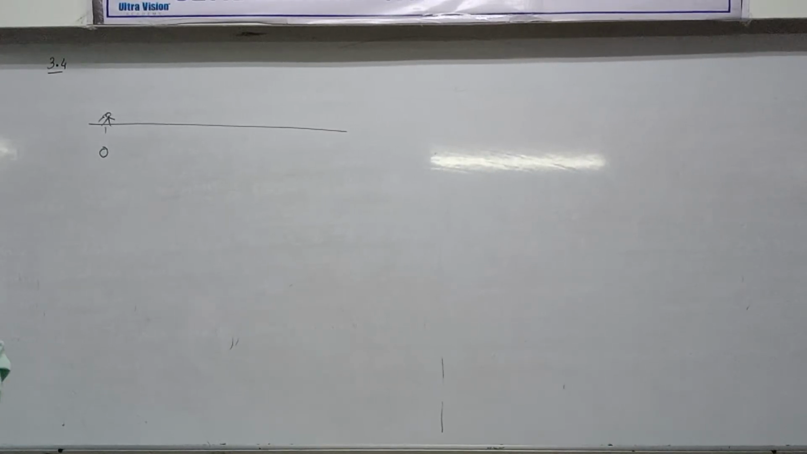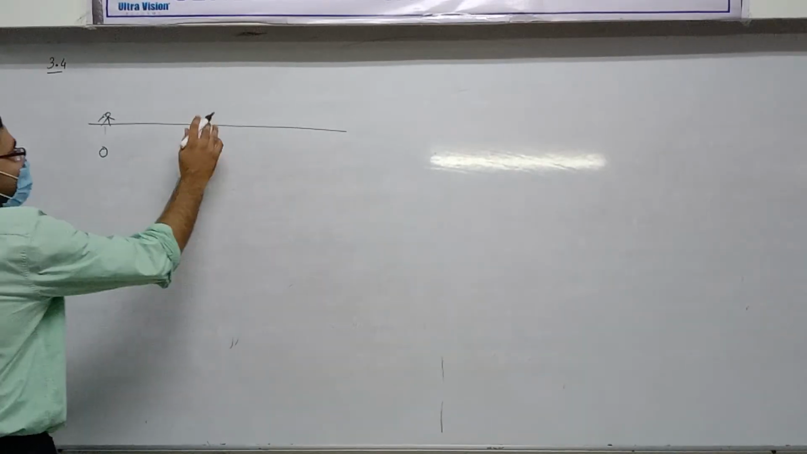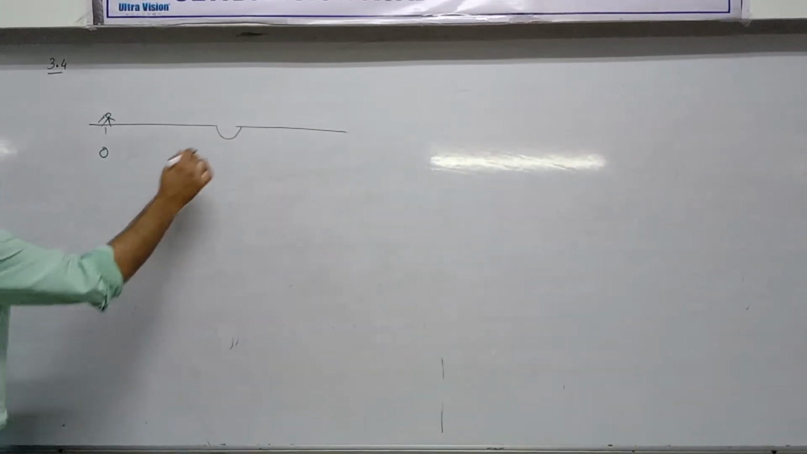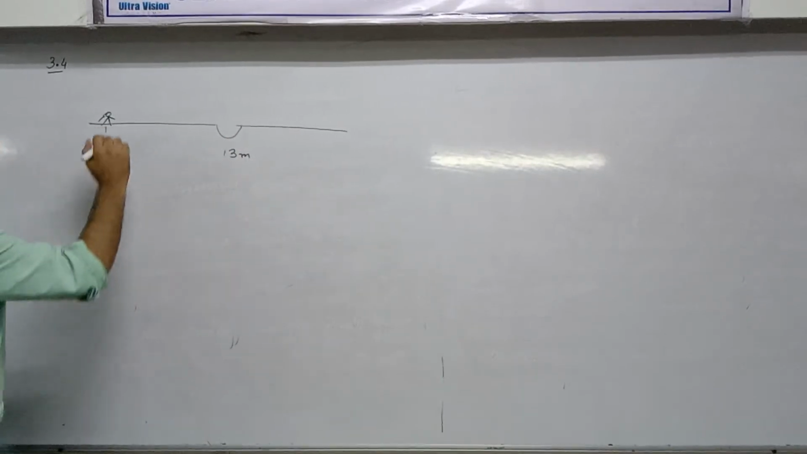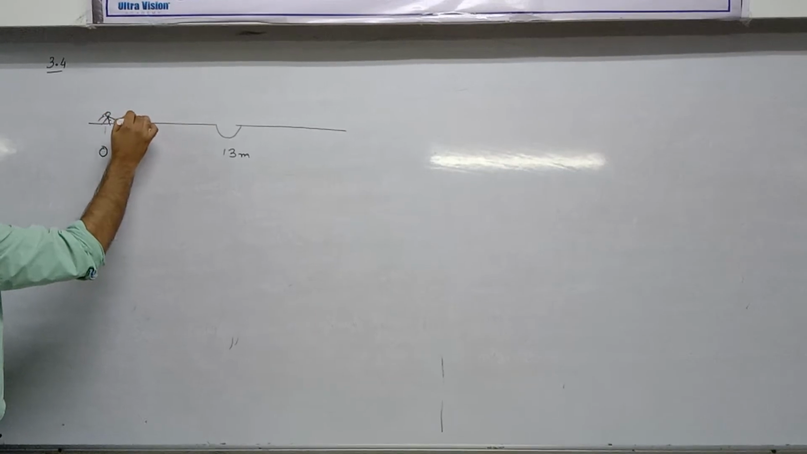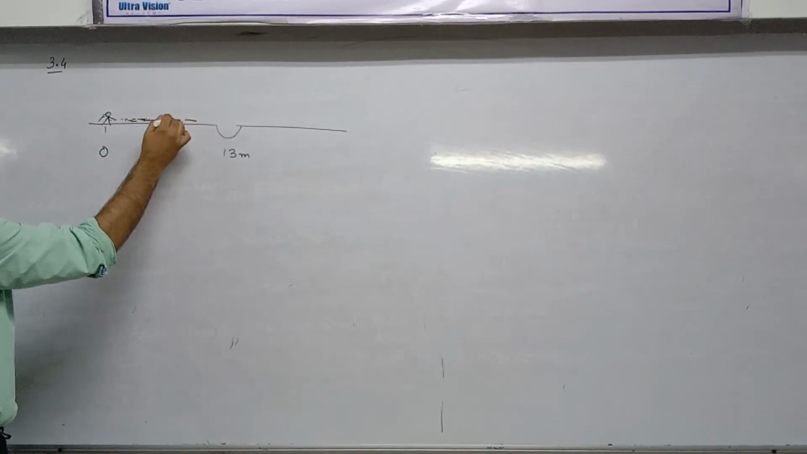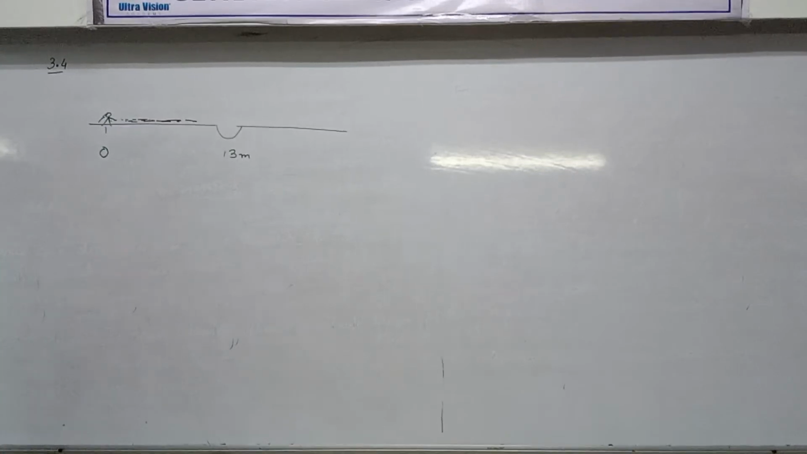Determine graphically and otherwise how long the drunkard takes to fall in a pit 13 meters away from the spot. So here is a pit, at a distance of 13 meters from this end. So you see what's going on? The drunkard moves forward, back, moves forward, back, moves forward and back. Ultimately at some point, the drunkard falls into the pit, and the game is over. Yes or no? Okay.